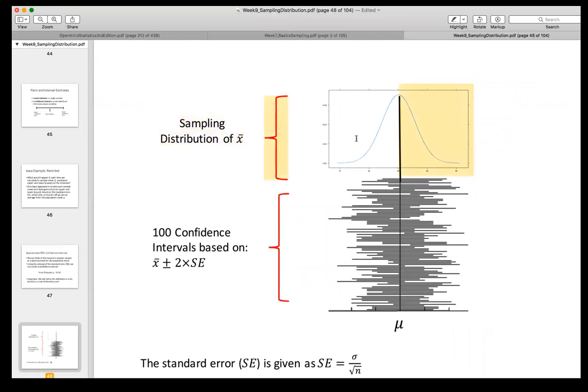Here we have our sampling distribution of our point estimates. And here are 100 confidence intervals based on this, which means that if we were to do this this many times, we'll see that sometimes we might not actually have the true population parameter within our confidence interval, but most of the time we will.